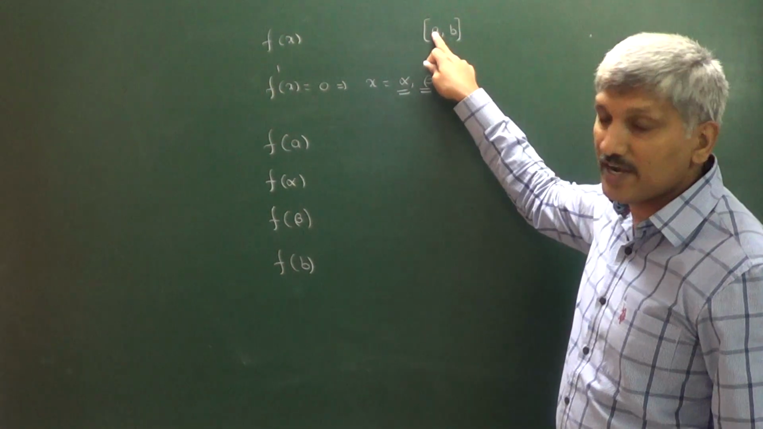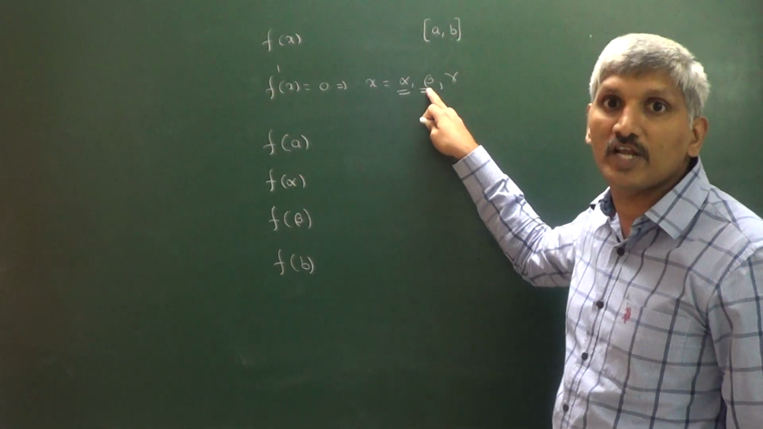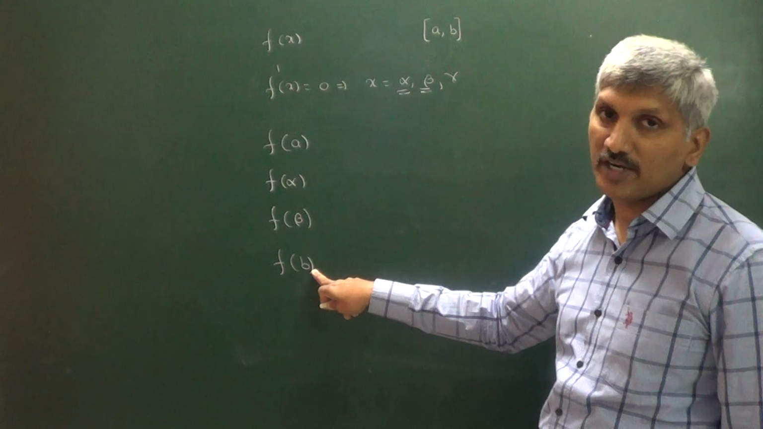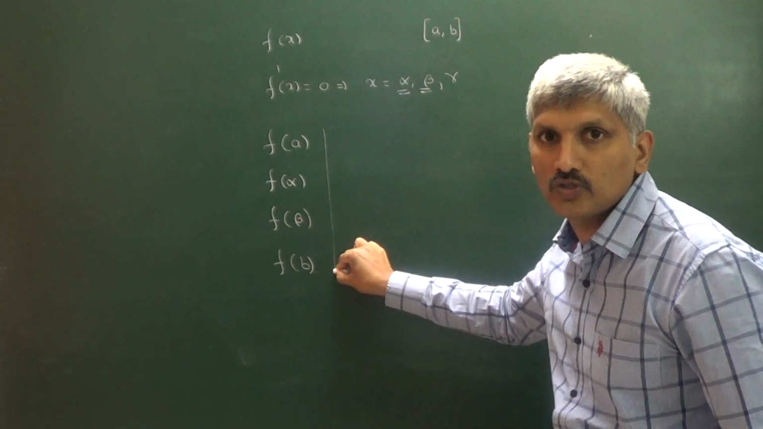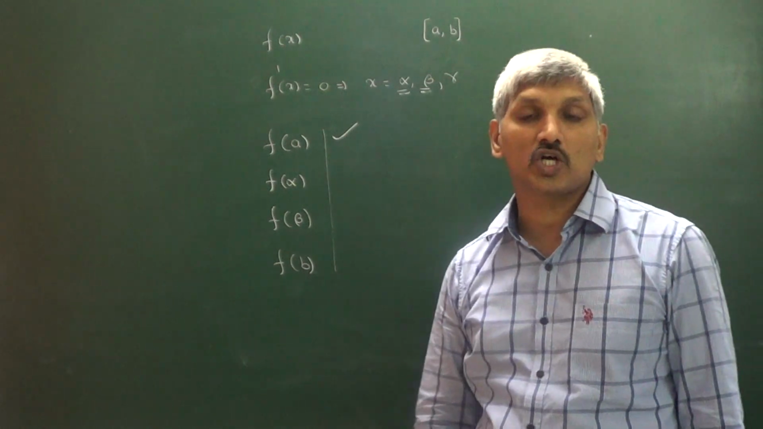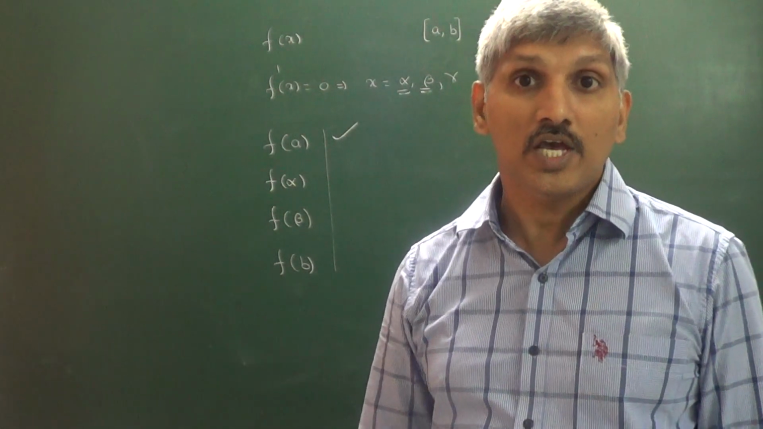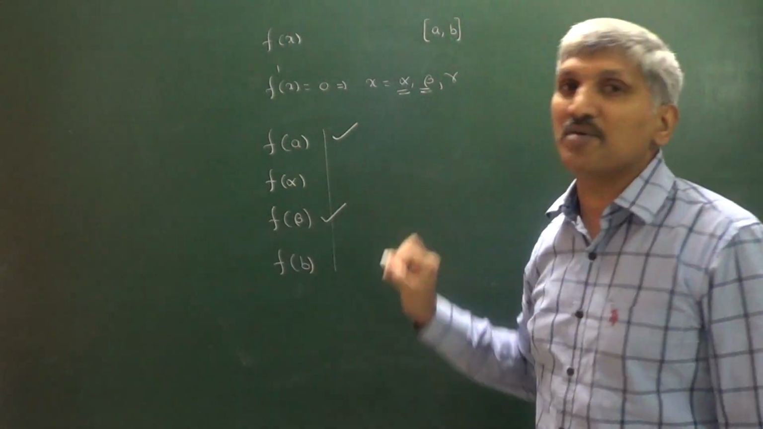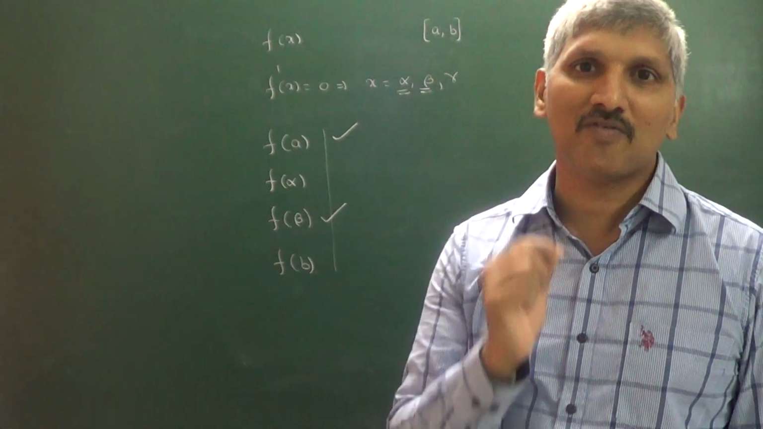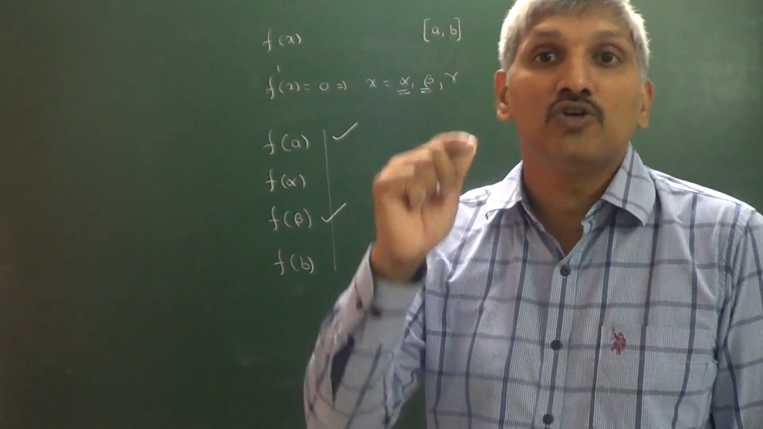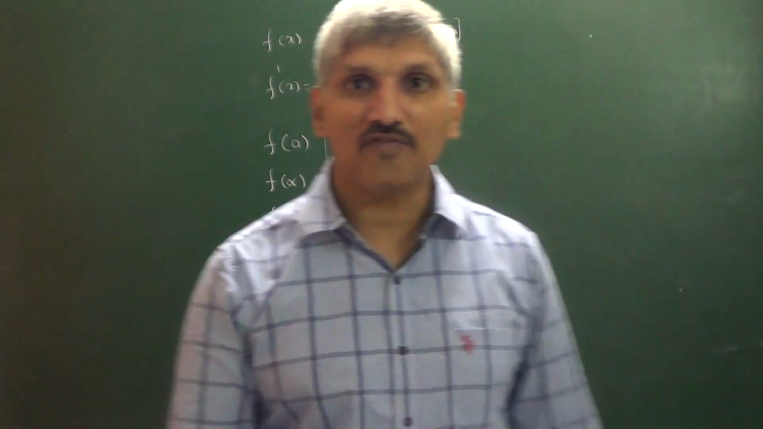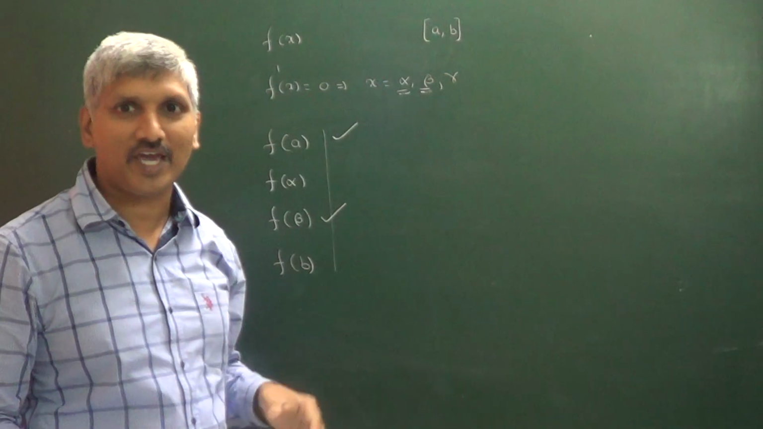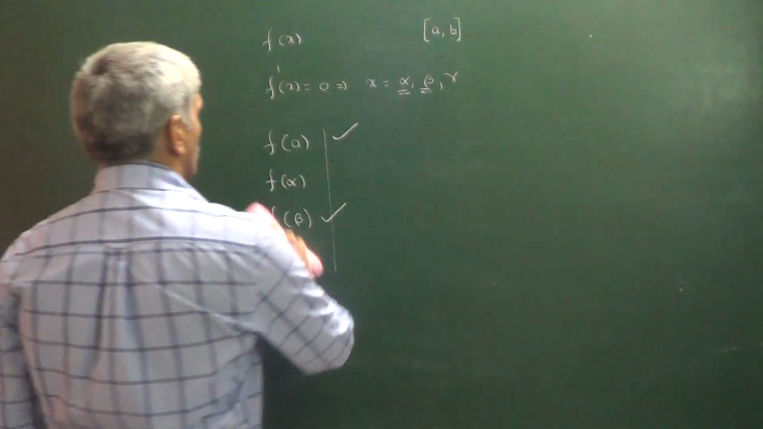So f of a we are finding, f of alpha, f of beta we are finding. Why are we finding these? These two are present in this interval. So then we are finding the other end point, f of b. Among all these values, which is the maximum? That is called the global maximum value of the function. That is called the absolute maximum value of the function. Among all these values, which is the minimum? That is called the global minimum value of the function, or we can say the absolute minimum value of the given function. So that is the way of finding global maxima and global minima of the function in closed interval a comma b. So let's discuss one question based on this particular idea.